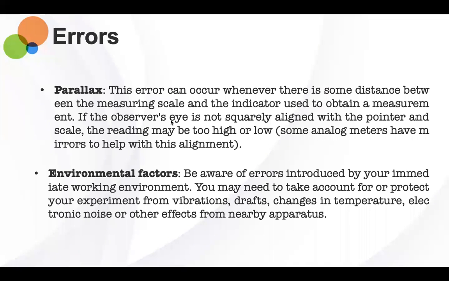All right, so environmental errors. Be aware of errors introduced by your immediate environment, right? So you may need to take account of and protect your experiment from vibrations, right? So we're using a table, and we require the table to be stable, right? If it's a case where you cannot avoid the table being unstable because of the type of table, you want to make note of that. You want to make note of changes in temperature, electronic noise, or other effects from nearby apparatus.